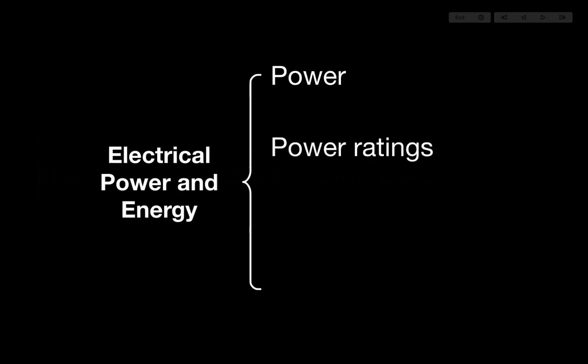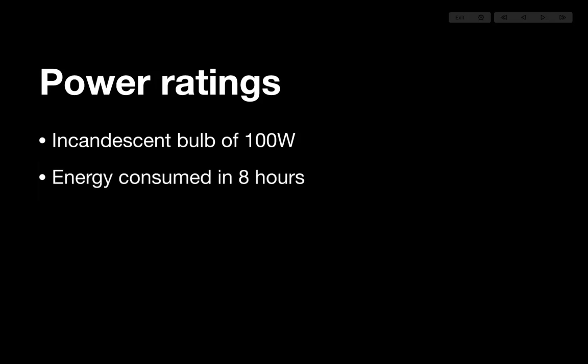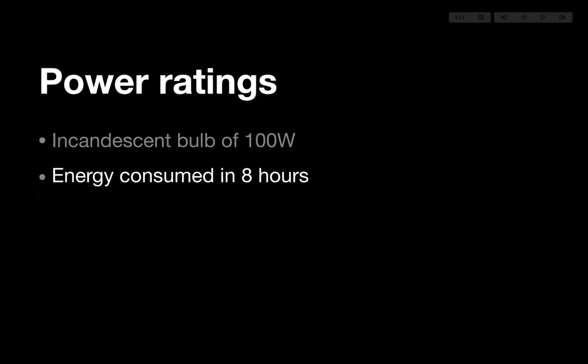Now, if you would like to understand this, let's think about power ratings and why they are important. Take an example of an incandescent light bulb, which gives a certain amount of brightness and consumes about 100 watts. That's the rating, and you will find this rating on various bulbs. Now, if this light bulb is on for about 8 hours, how much energy would it transfer? How much energy would it consume in 8 hours?